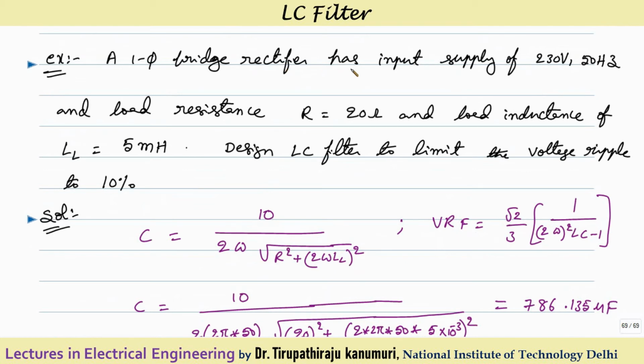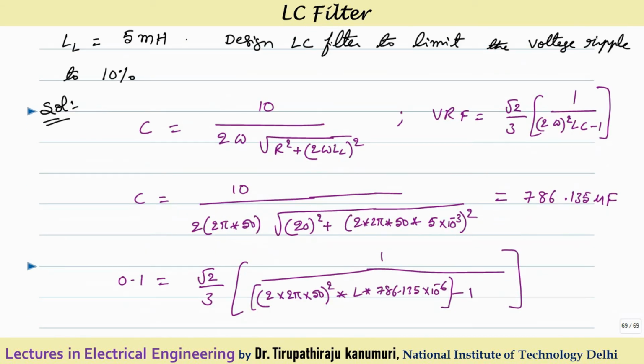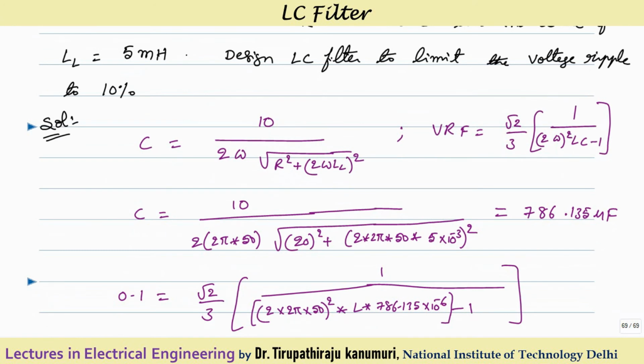A single phase bridge rectifier has an input supply of 230 volts 50 Hz and a load resistance R is equal to 20 ohms and the load inductance L is equal to 5 millihenry. Design LC filter to limit the voltage ripple to 10%. So ripple should be limited to 10%. I have just reproduced the formulas here. C is equal to 10 by 2 omega into square root of R square plus (2 omega L) square. And voltage ripple factor we got as root 2 by 3 times of 1 by ((2 omega) square LC minus 1). So let us first calculate the value of the capacitance.